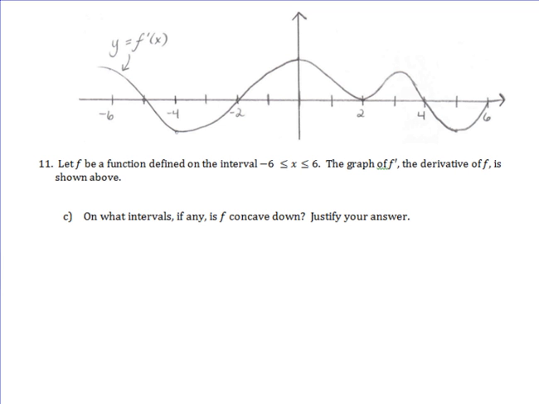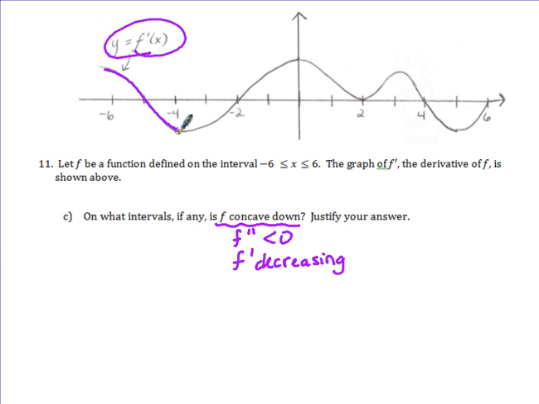Finally, part C. On what intervals, if any, is f concave down? Justify your answer. Again, go to your chart. F concave down, it means that the second derivative is less than 0. But remember, we are looking at the first derivative. If the second derivative is less than 0, the first derivative must be decreasing. And there's the bell. So where is our first derivative decreasing? It seems to be decreasing on this interval, and on this one.